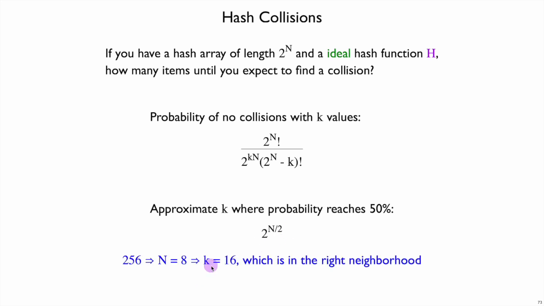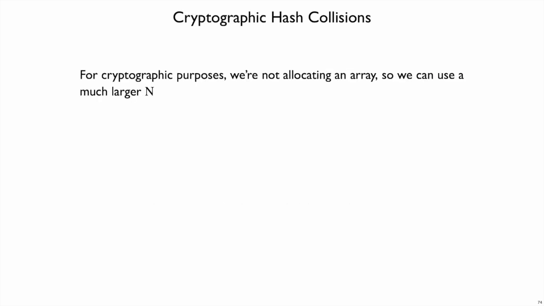Just to double check, if we take 256 that we were using, that is n equals 8, this formula suggests that k would have to be 16, which is not exactly 20, but it's in the right neighborhood. For a hash table, n can't be more than 30 or 40 or so. But for our cryptographic hash, we're not actually making a whole table. We're not making an array that has all possible messages in it. We just want to get the number, and the number is all we want. So we can use a much larger n than you would for a hash table.